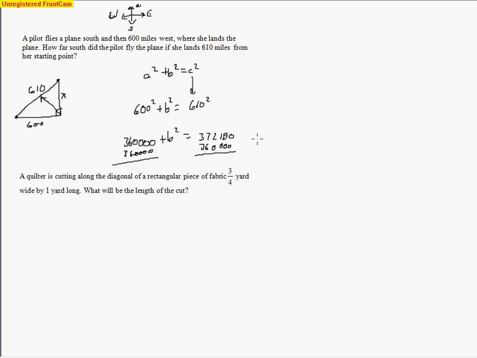And when I do that work, that gives me 121,000. So anyhow, I go ahead and take the square root of both sides, and that's going to cancel out the squared symbol. And so that leaves me with, when I take that square root of the answer, I get 110. So taking the square root of this number gives me 110. So that tells me that the distance south, so the pilot flew 110 miles south.